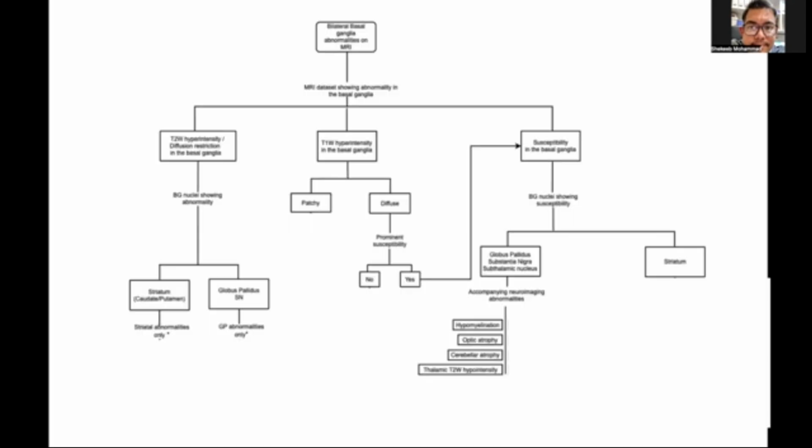Alluding to the paper I mentioned before, we present here an approach to bilateral basal ganglia changes, and you have to start off by thinking what data set, whether T2, T1, or susceptibility, shows the change, and then work your way through to seeing, is it a striatum or pallidum dominant change? If you have T1 weighted hyperintensity, is it patchy or diffuse? And if you have susceptibility, where is it? And are there any of these associated features?